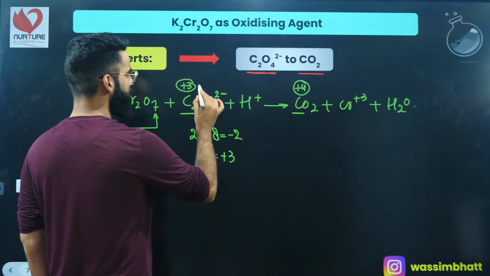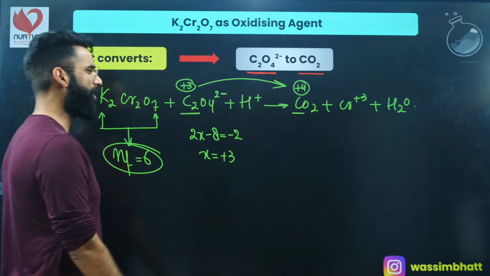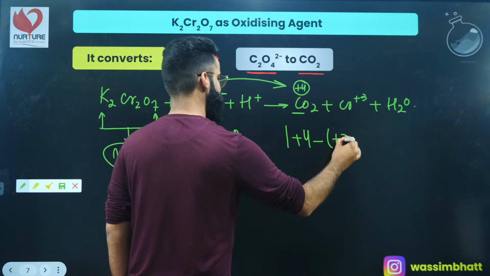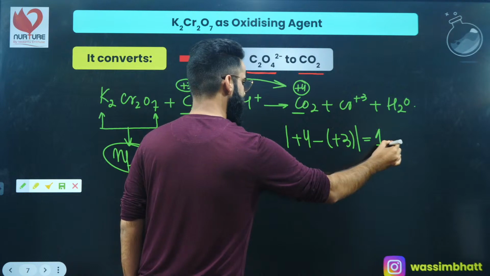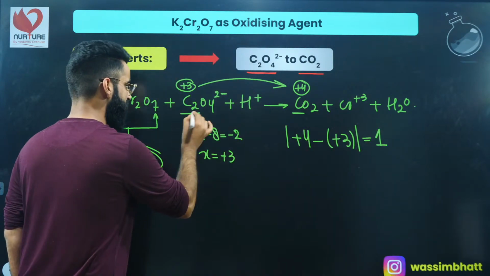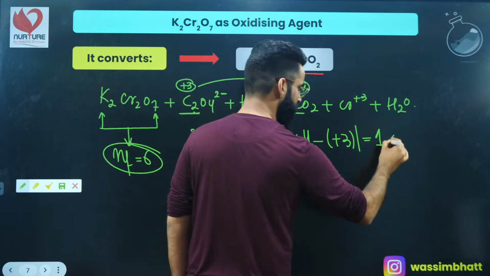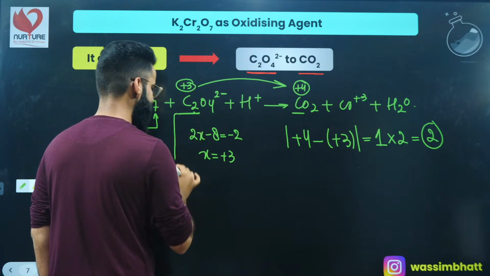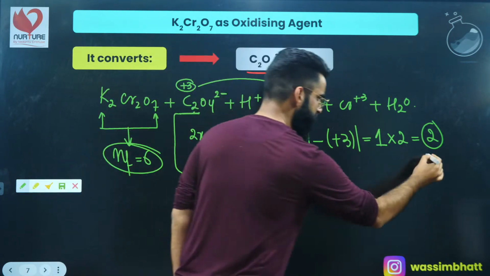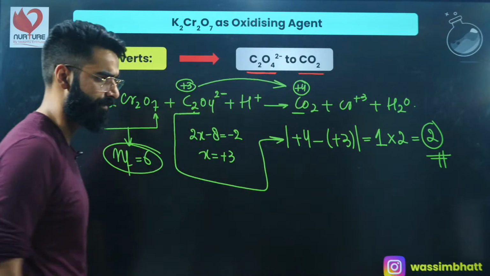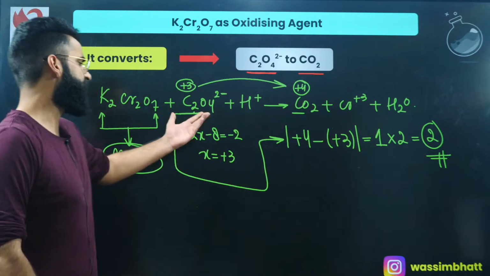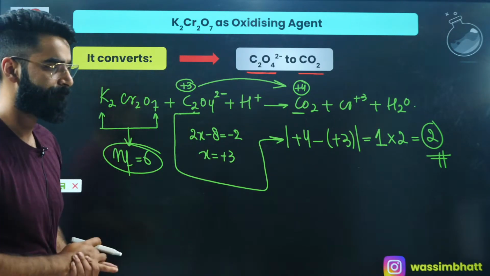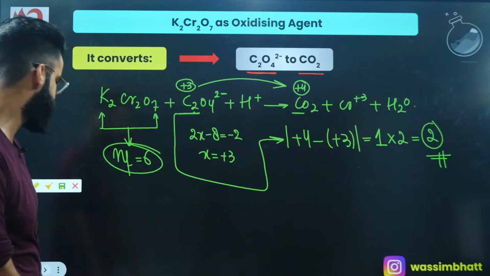So the oxidation state of carbon is changing from +3 to +4. What is the change in the oxidation state of carbon? It's going to be final oxidation state minus initial oxidation state. The value comes out to be 1. 1 is the change in the oxidation state for one atom of carbon. But I have 2 atoms of carbon, so I'm multiplying it by 2. The value comes out to be 2. So remember, the N factor of this oxalate ion comes out to be 2 in this reaction. I'm sure it's clear to everyone, right? And if you got to know the N factor of oxalate ion, you can calculate its equivalent mass in the reaction, right? Its molar mass divided by its N factor. That's all.